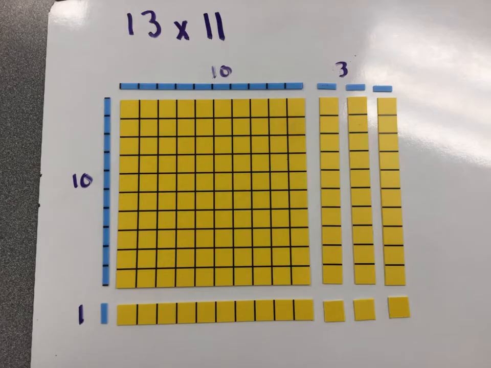Now you can see that for our 10 by 10 space over here, we have our 100. Over here with our 10 by 3, we have 30. For our 10 by 1 on this bottom left, we have 10. And for our 3 by 1, we have 3. Using this model, it's pretty easy to see what the answer is. We spent some time in class building these models for multiplication.